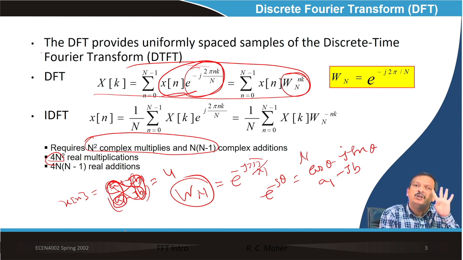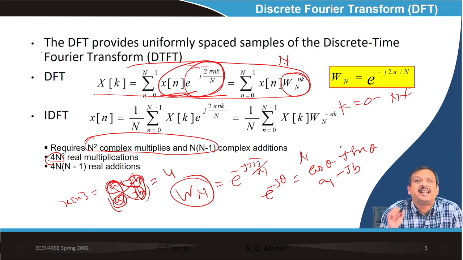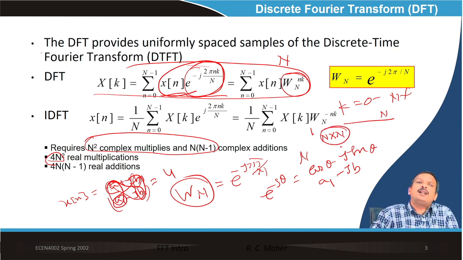So, I require 4 real multiplications for a single complex multiplication. And if you see, X of k varies from 0 to n minus 1. So, I can say I require n multiplications for every k. Now, this side I require n multiplications for 1 k. So, for n values of k I require n cross n complex multiplications, that is nothing but n square multiplications. So, I require 4n into n minus 1 real additions.